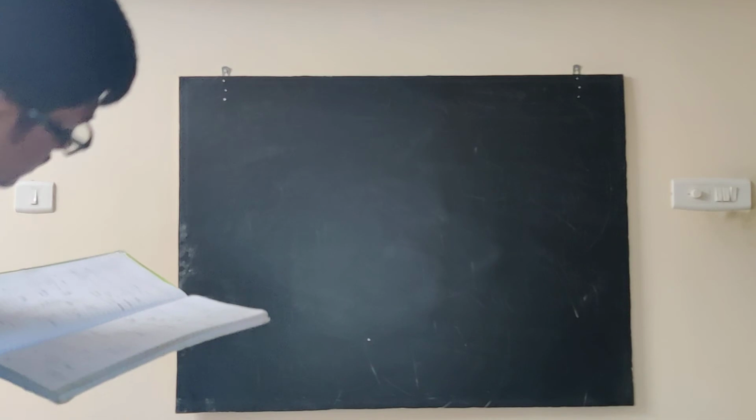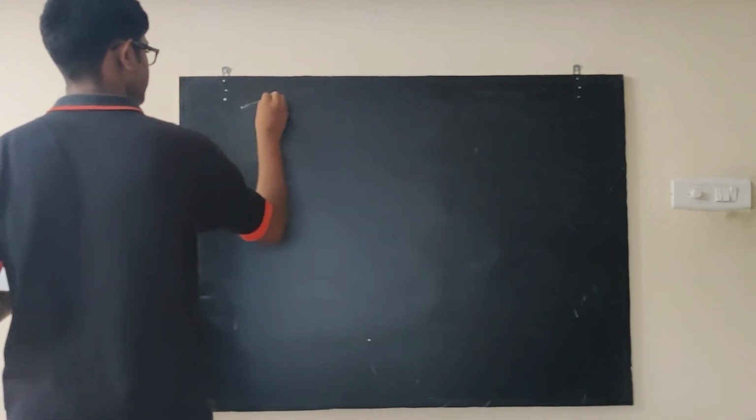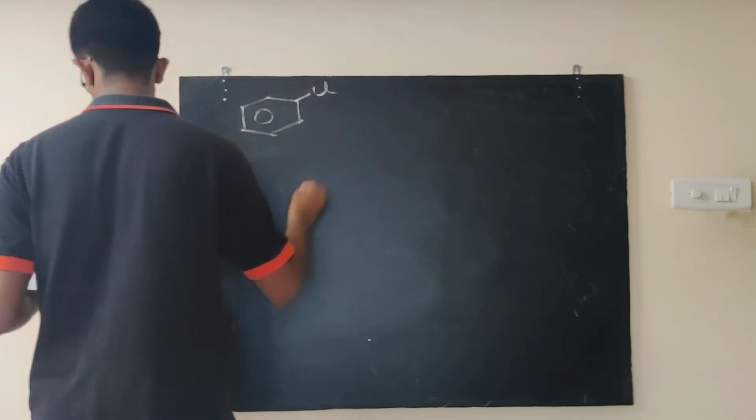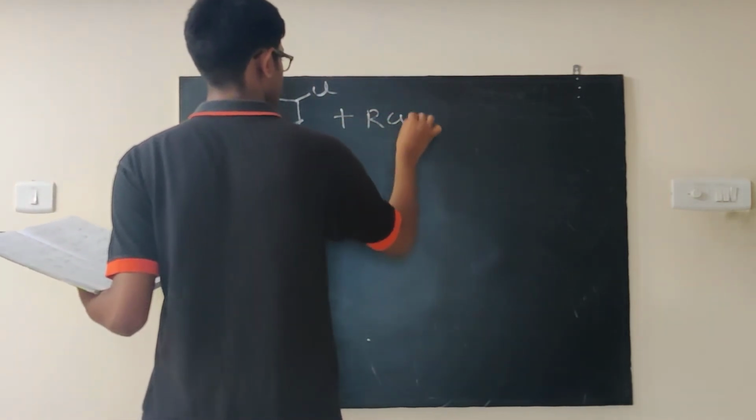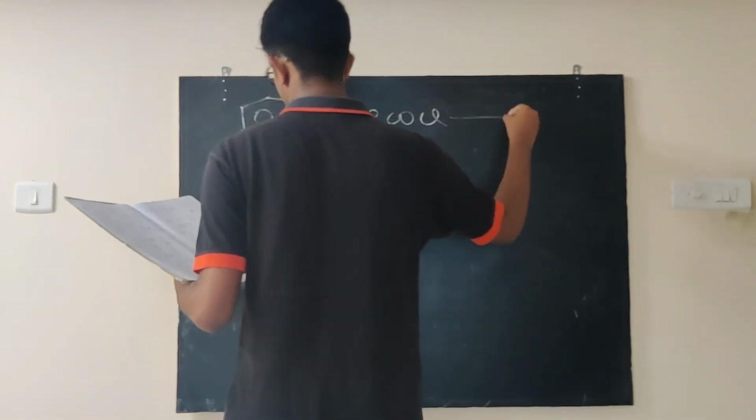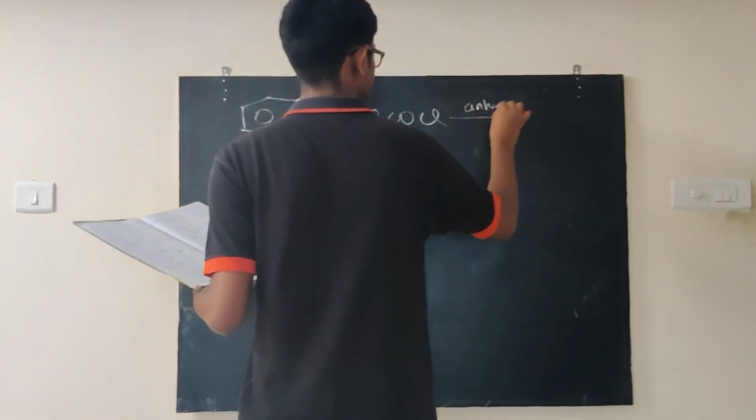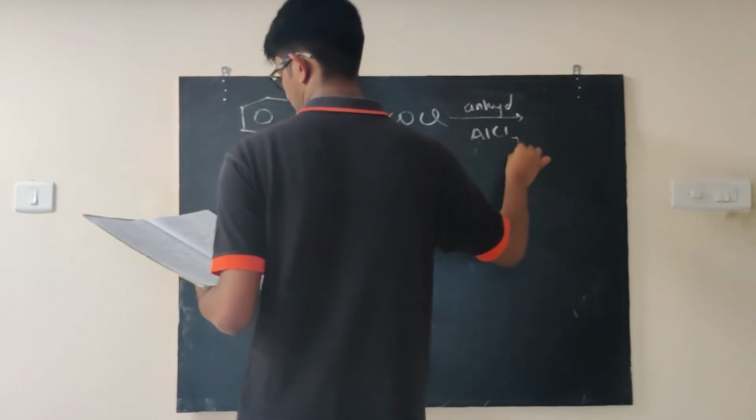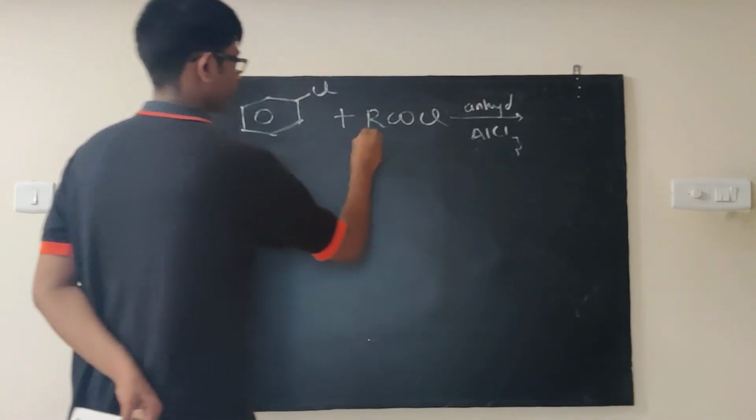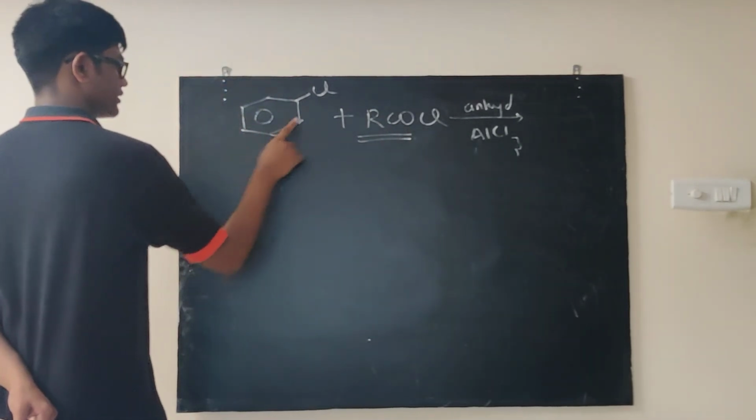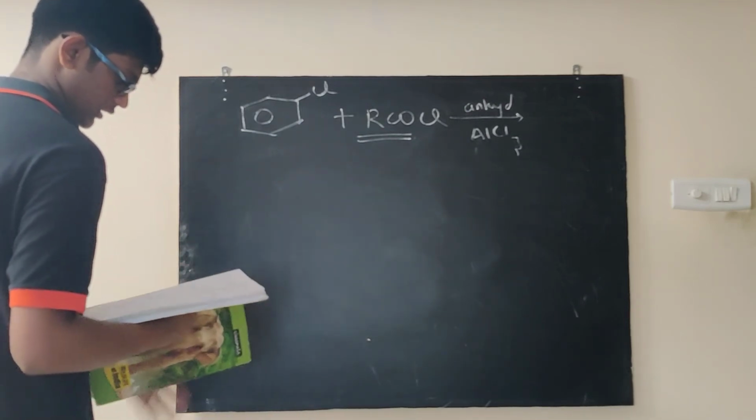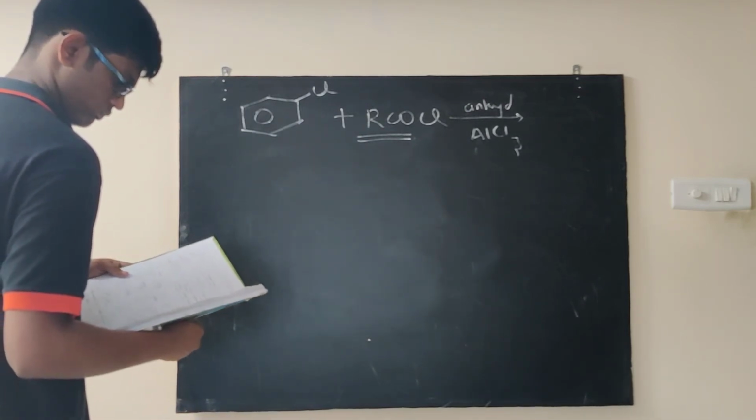Okay, so the next question is you have chlorobenzene plus RCOCl. This is basically the acylium ion. You're doing acylation with anhydrous AlCl3 and you're asking for the major and minor products. Again, same thing. This is going to be an electrophile. So para is going to be strongest, ortho is going to be next strongest. So you get the same answer again.